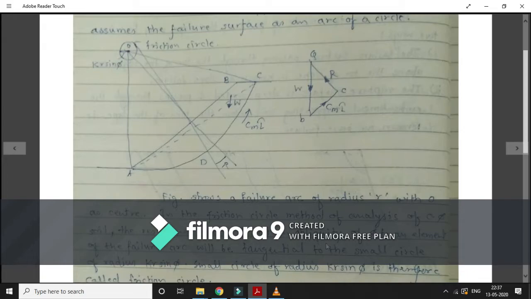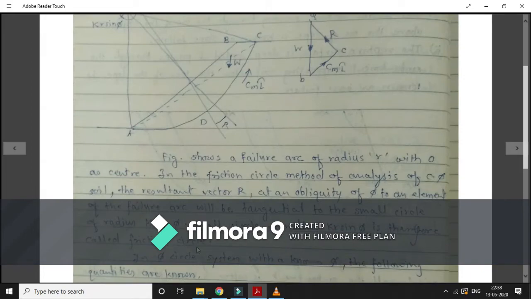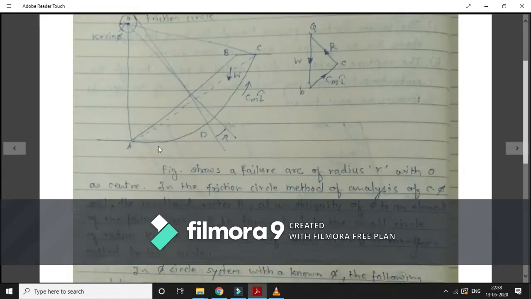In the friction circle method, in the analysis of c-phi soil, the resultant vector capital R, this one, at an obliquity of phi to an element of the failure surface, will be tangential to the small circle of radius r sin phi. So this is the circle. The small circle of radius r sin phi is therefore called a friction circle. So this is the friction circle.